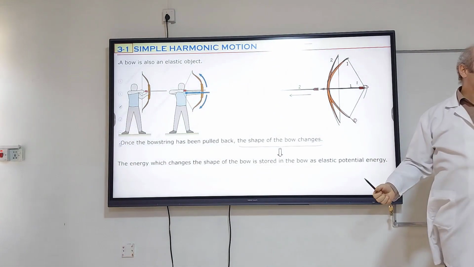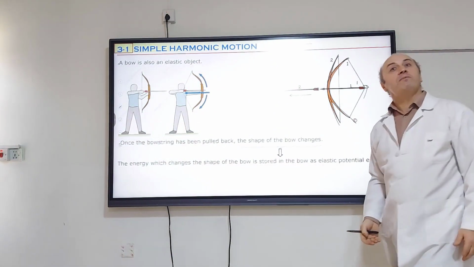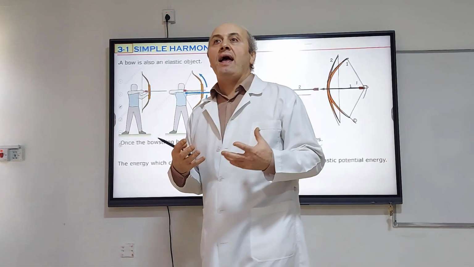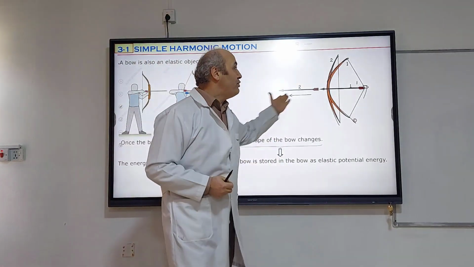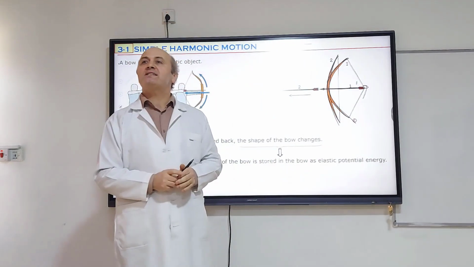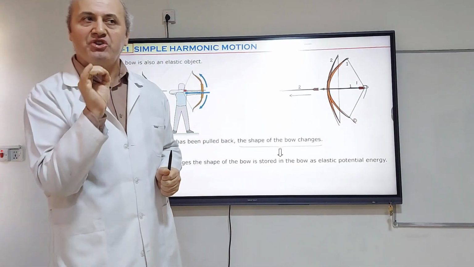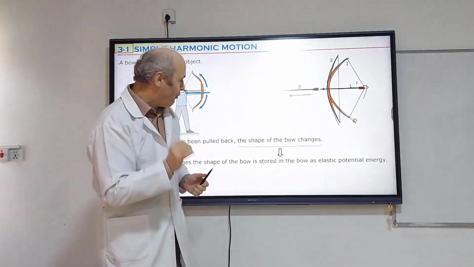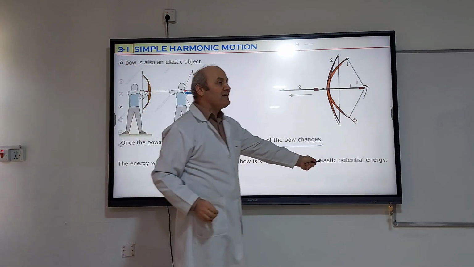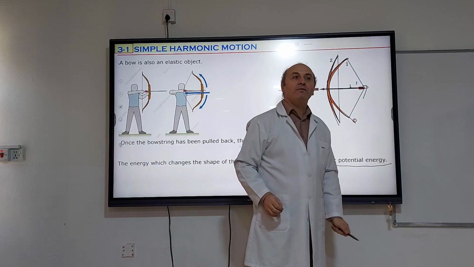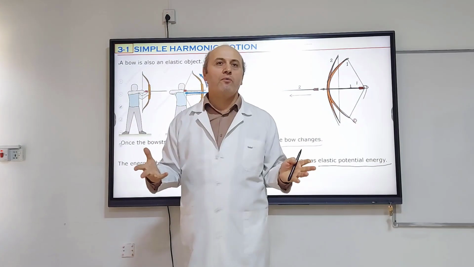So is there a deformation? If there is a deformation, of course, there is going to be a change in the elastic potential energy. So when you pull the string back, you store elastic potential energy in the bow by changing the shape of the bow. The energy which changes the shape of the bow is stored in the bow as elastic potential energy. Then you are going to release the bow with this arrow.